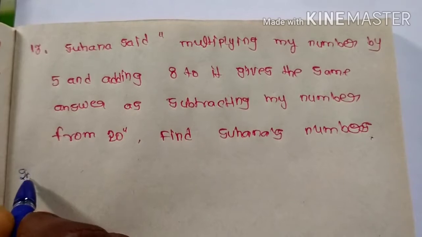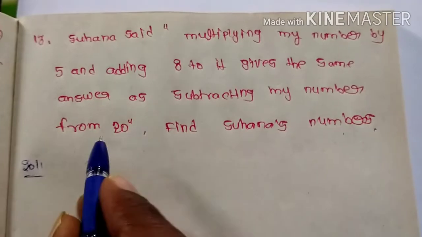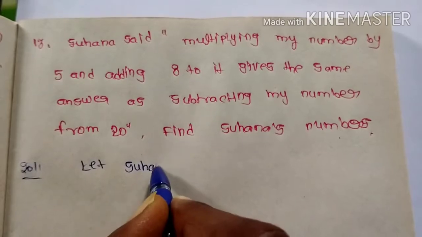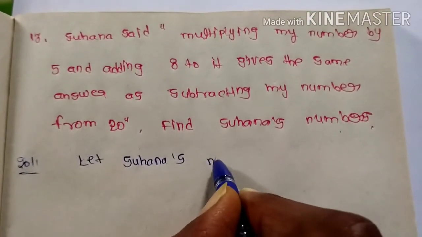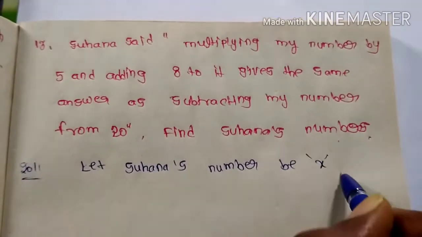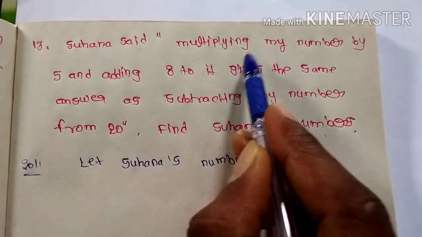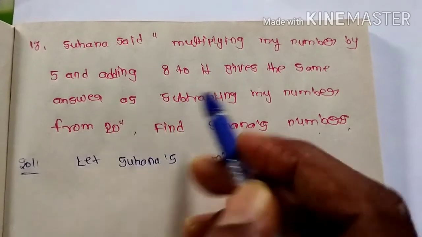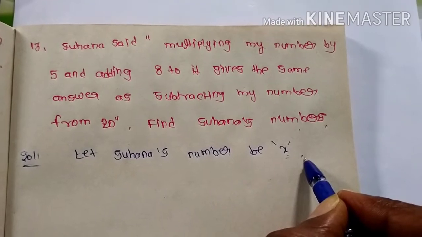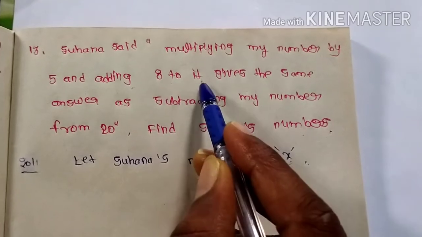First, you can assume: let Suhana's number be x. Suhana said multiplying my number by 5. That means you need to multiply x with 5. You will get 5x. And adding 8 to it gives.